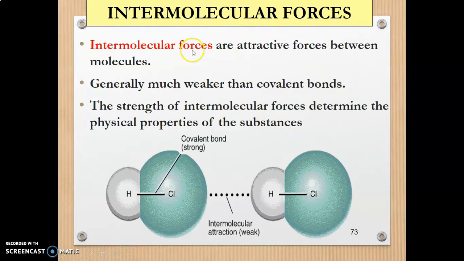Intermolecular forces are attractive forces between molecules. For example, between these two molecules of hydrogen chloride, there is an intermolecular attractive force. This attractive force is generally much weaker than a covalent bond. The strength of the intermolecular force determines the physical properties of the substance.